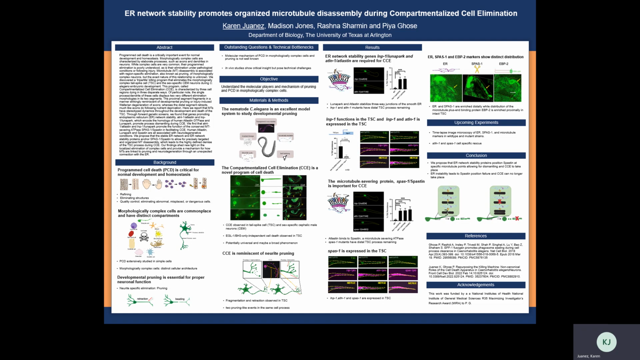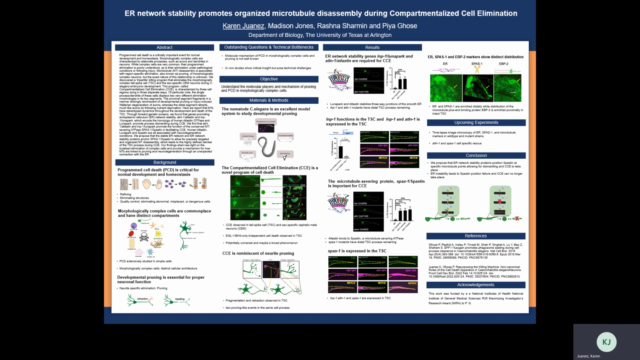After this, we created and observed ER, SPAS-1, and EBP-2 reporters. When comparing the ER and SPAS-1 protein localization, we can see similar enrichments in the proximal process, while the microtubule plus end binding protein EBP-2 seems to be enriched in the distal. Some of the upcoming experiments we have involve characterization of our markers in wild-type and mutants via microscopy, as well as cell-specific rescue of atlastin and spastin.